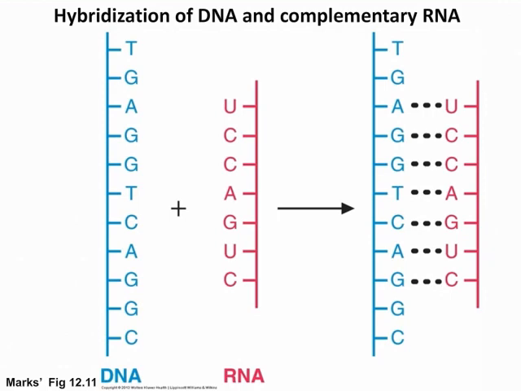So this just shows something called hybridization. So you have a strand of DNA, and it's going to base pair with a strand of RNA. So normally DNA pairs with another strand of DNA, but in this case, it's going to form some sort of hybrid with RNA.